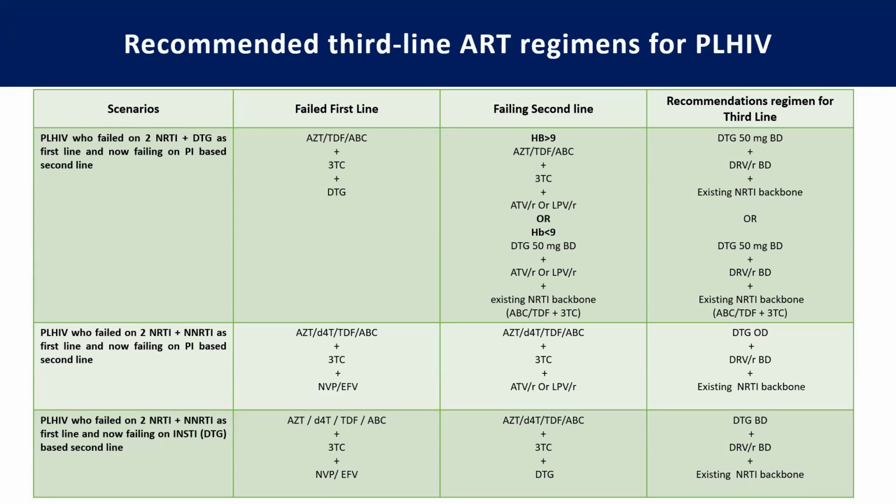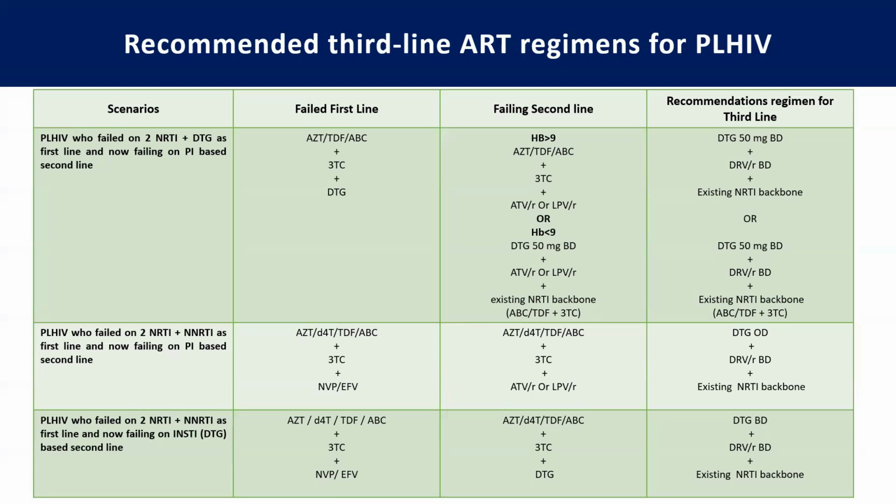So the first scenario is PLHIV who failed on 2 NRTI plus DTG as first line and now failing on PI based second line. So the first line which patient failed on was, if say, TLD, then the second line, if the HB was more than 9, would have been ZL ATVR. And in that case, the third line will be DTG 50 mg BD plus DRVR BD and existing NRTI backbone, that is ZL.